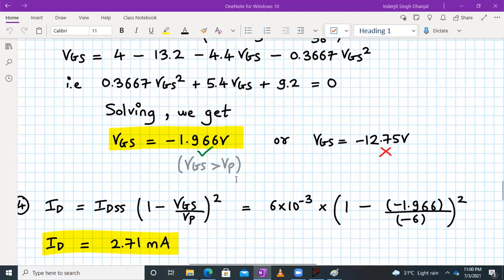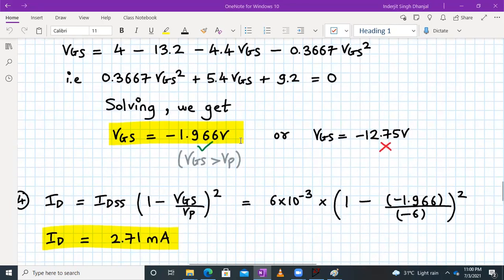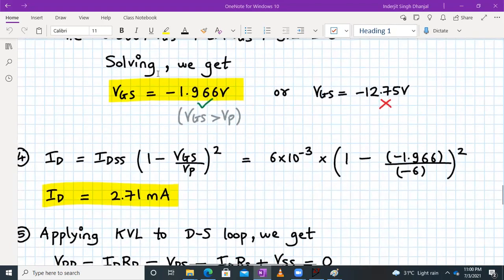Whichever VGS value is greater than VP. So VP value is minus 6. So minus 1.966 is greater than VP. Hence we select this value of VGS. So for this value of VGS, calculate the value of ID.